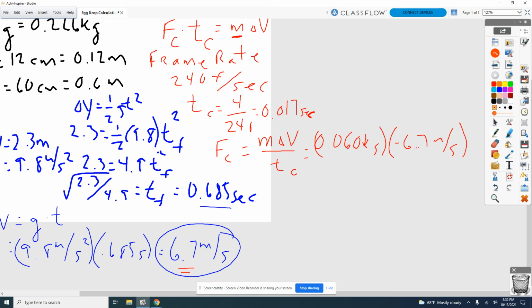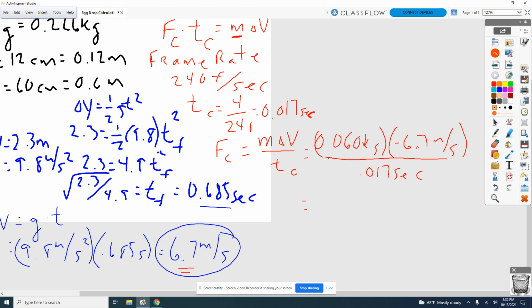You could put that in as a positive and still get a decent value for your force. It's just that the negative would denote an upward kind of force. Now I'm going to divide that by the time of the collision. The time of the collision is very small, 0.017 seconds. Now when I go through, my calculator can give me the answer. The numerator is negative 0.402, that's the change in momentum that the egg experienced. It'd be 0.402 kilogram meters per second. And that change in momentum occurred over 0.017 seconds.